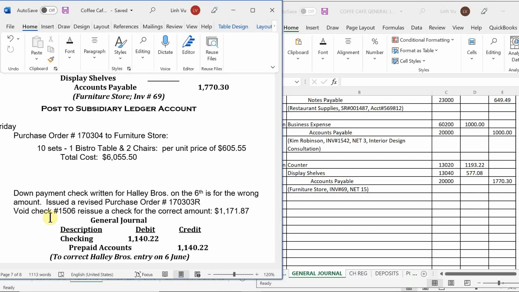Okay? So in this case, we're going to be practicing the reverse and re-entry situation, because we need to void the check. If we void the check, what's going to happen? What happens when you void a check? You can no longer use it. You can no longer use it, but what happens in your books? What do you have to do if you void a check? Note it. You note it, and how do you note it?